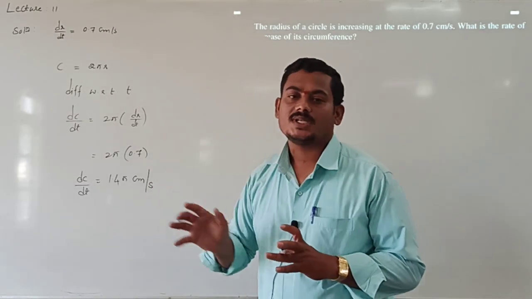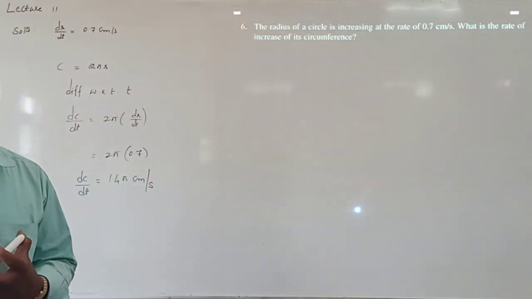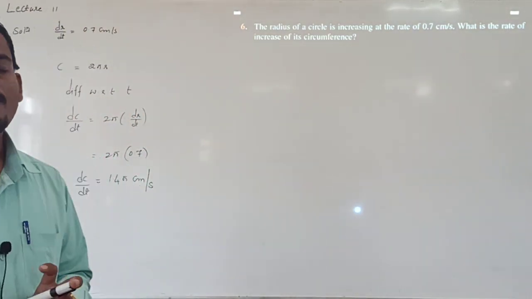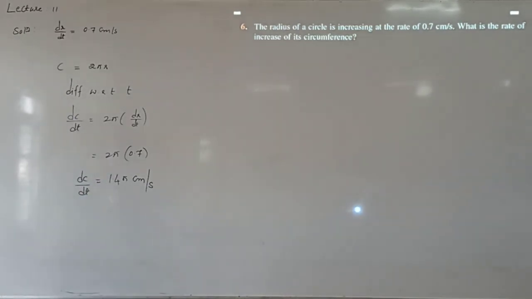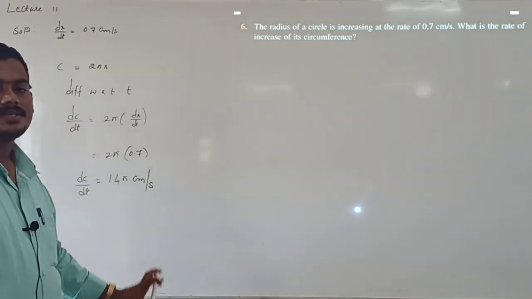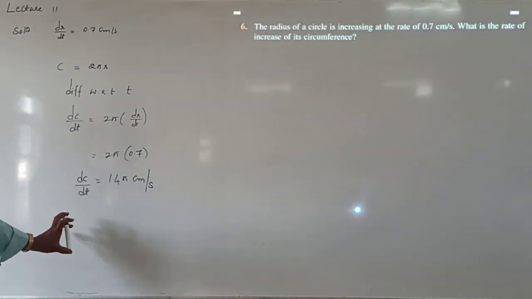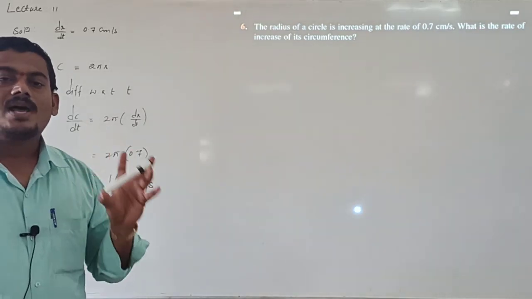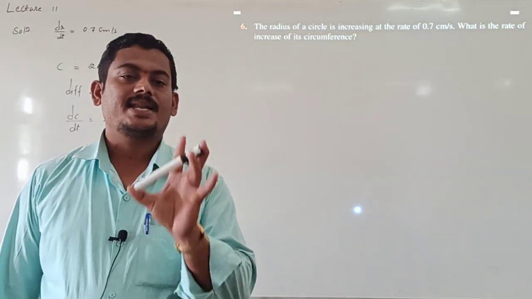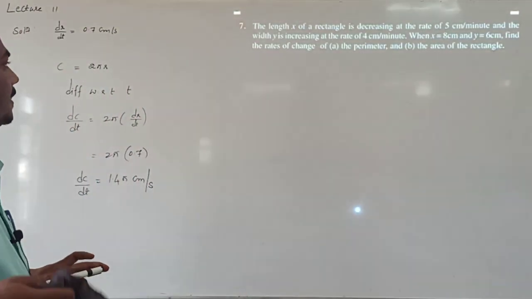Lastly, write the conclusion. Circumference of the circle is increasing at the rate of 1.4 pi centimeter per second. This is our required answer. And lastly, write the sentence: circumference of the circle is increasing at the rate of 1.4 pi centimeter per second. Right? Next question.